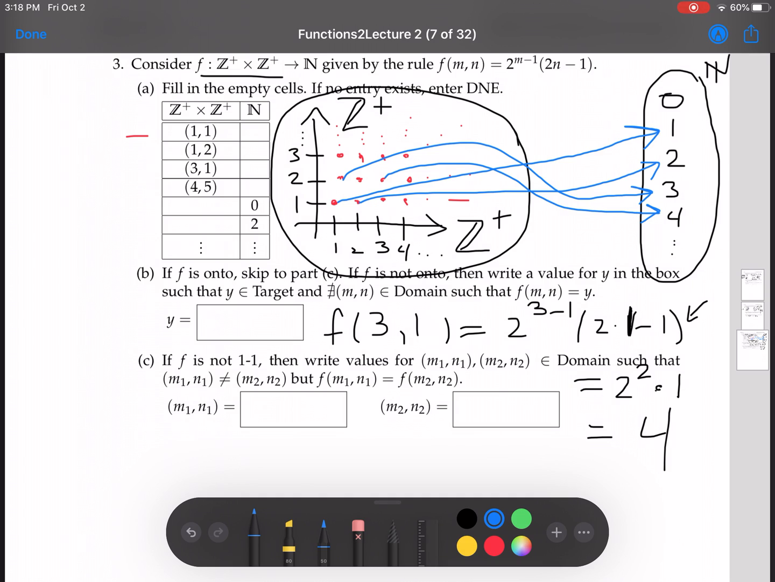Now the question, so it's appearing that, okay, right. So now we can fill in this table, right? So let's see, 1, 1 went to 1, over 1 up 2 went to 3, 3, 1 went to 4, right? That's what we just found.